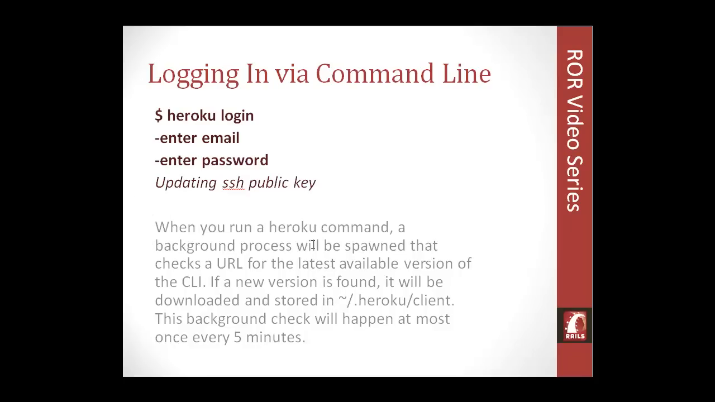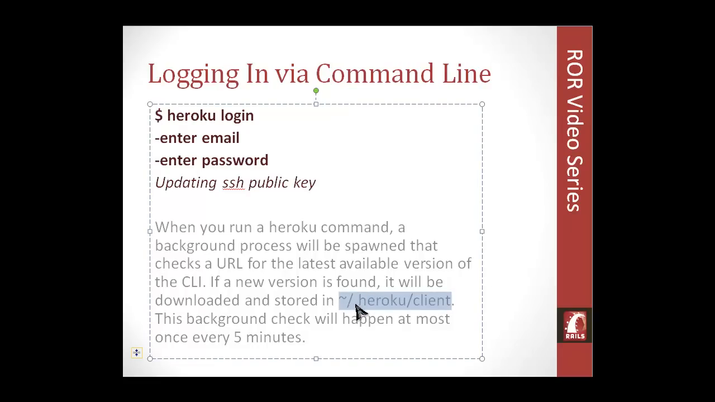And I figured I'd put this in here. When you run a Heroku command, any command, there's a background process that checks to see if the version of the command line interface that you're using is the most recent. It checks that about every 5 minutes, and if it isn't, it will download the newest version and put it in. This path is actually a Linux path. On Windows it would be on the C drive, in the users directory, and then in the username directory you'll see this Heroku folder.